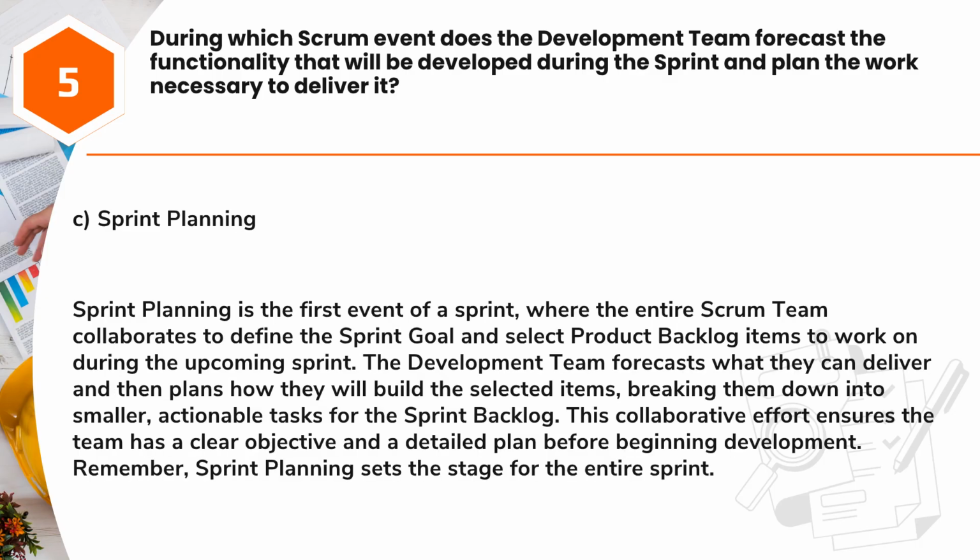Answer: C. Sprint Planning. Sprint planning is the first event of a sprint, where the entire Scrum team collaborates to define the sprint goal and select product backlog items to work on during the upcoming sprint. The development team forecasts what they can deliver and then plans how they will build the selected items, breaking them down into smaller, actionable tasks for the sprint backlog. This collaborative effort ensures the team has a clear objective and a detailed plan before beginning development. Remember, sprint planning sets the stage for the entire sprint.